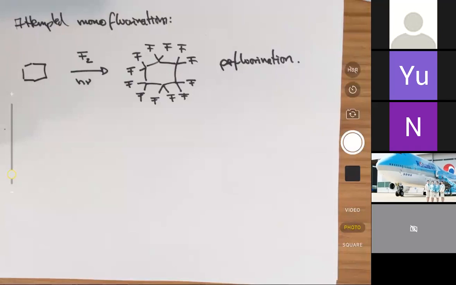And when they were ready, they basically opened the cylinder of the fluorine tank and bubbled fluorine gas slowly through the reaction mixture. And then the reaction took like 3 or 4 hours to complete. And after that, as you would expect, you go back into the hood and you turn off the cylinder.